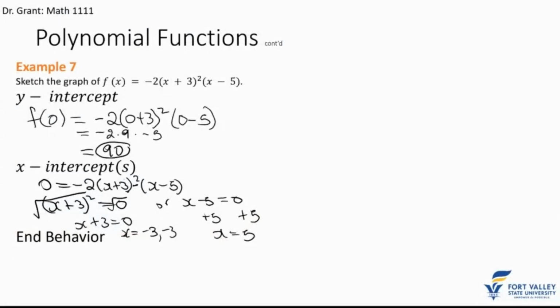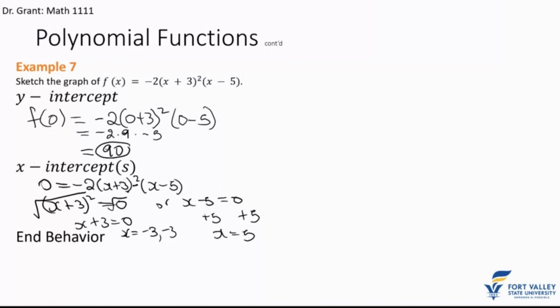All right, so now what we're going to look at is the end behavior. So remember, for the end behavior, we are looking at the leading coefficient as well as the degree. Is it even, odd, or negative or positive? So let's look at that.